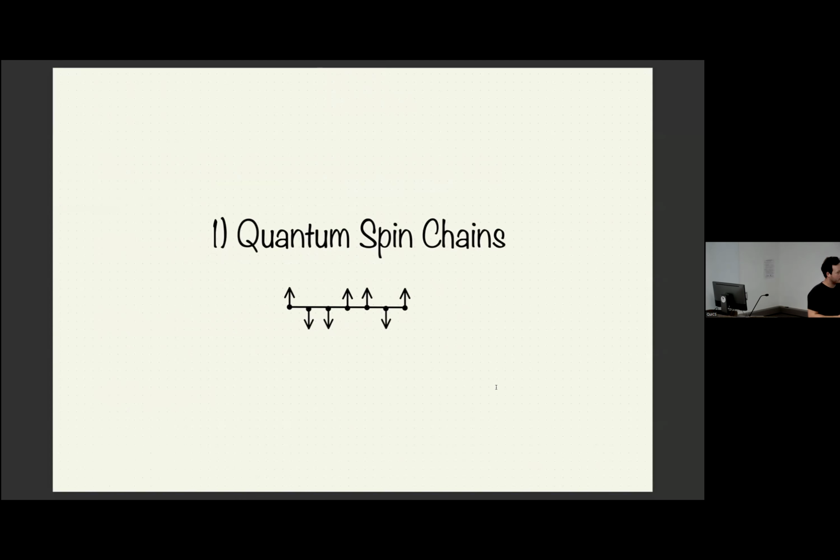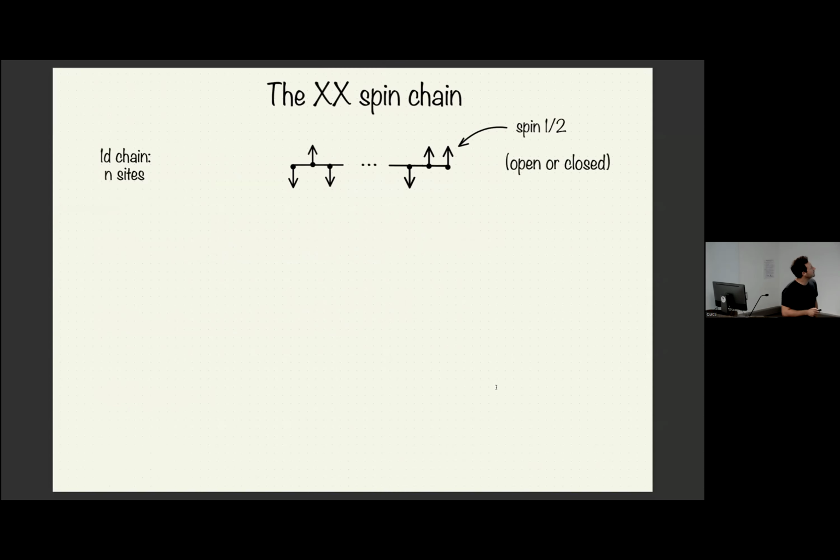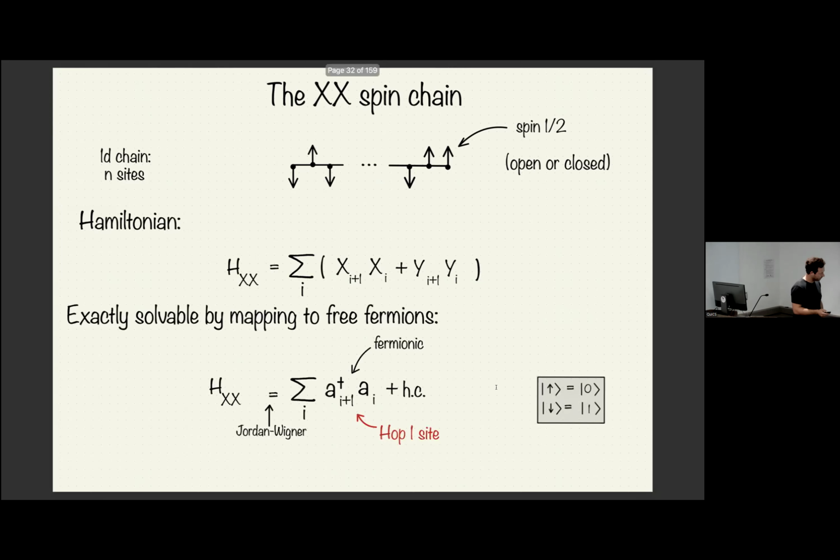All right, so quantum spin chains. So let's consider the simplest spin chain, the XX spin chain. So consider a 1D chain of n sites, and consider the sector where we have k spins down. This chain may be open or closed, so I'm going to consider mostly an open chain here. And the Hamiltonian of the XX model is just given by this. So this XX refers to the fact that this coefficient and this coefficient are said to be equal. But there's an overall rescaling of the Hamiltonian that sets them to 1.